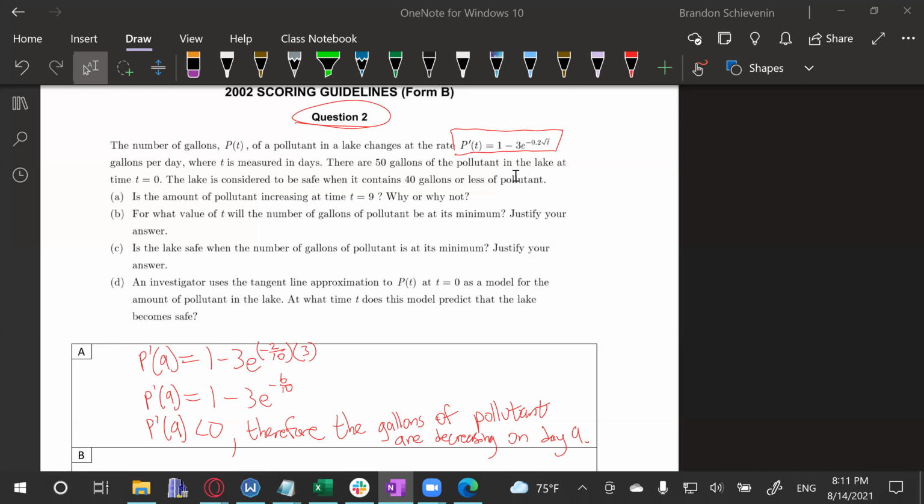I'm going to jump to Jade, who would be next. Jade, what do we need to do with the derivative in order to figure out when the amount of gallons of pollutant is at a minimum value?